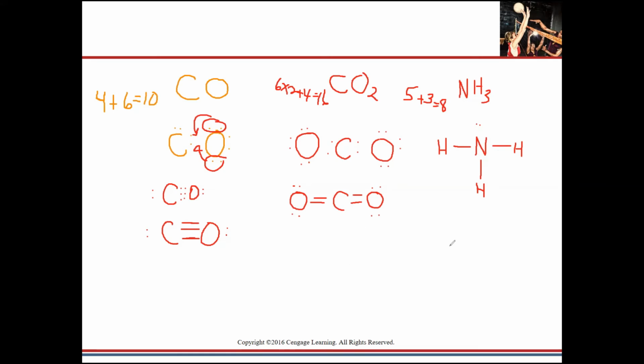Okay, our last one was CH4. No, we actually have one more. We forgot the sulfur. This one is like a cross, basically. Carbon's going to be in the middle, and we're going to have 4 hydrogens around it.